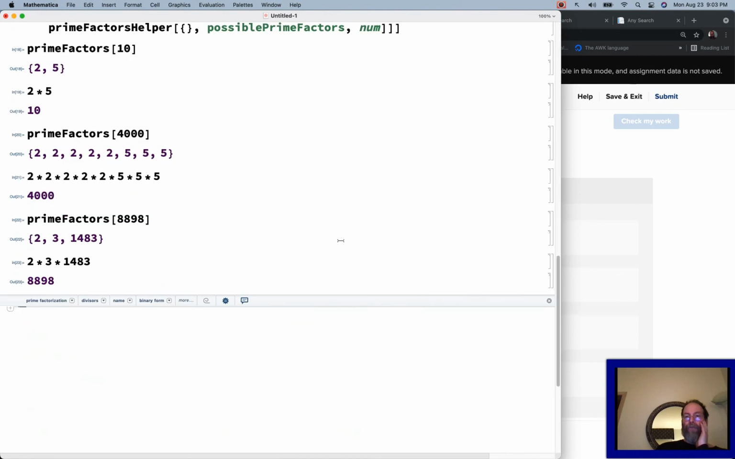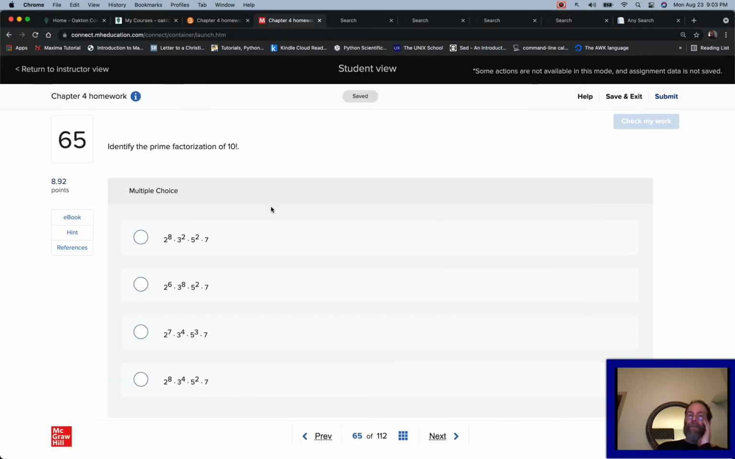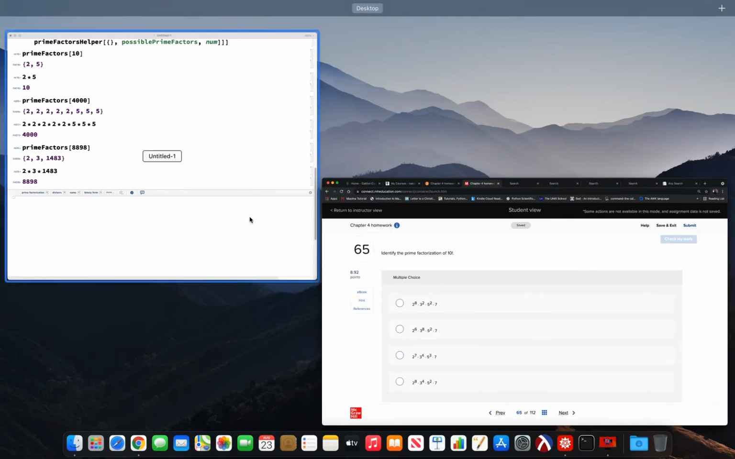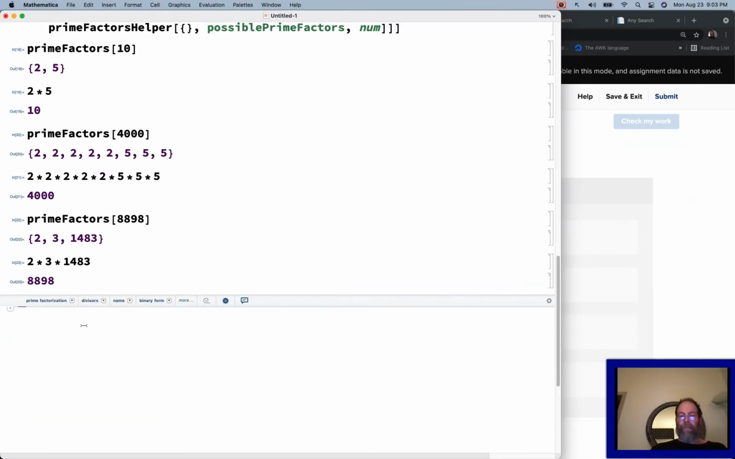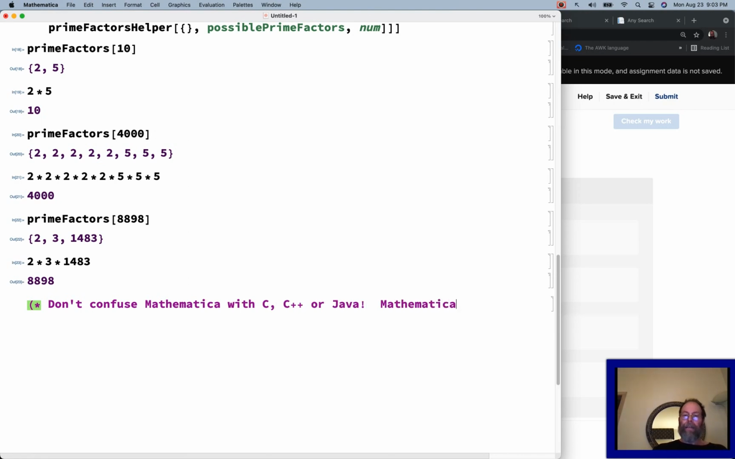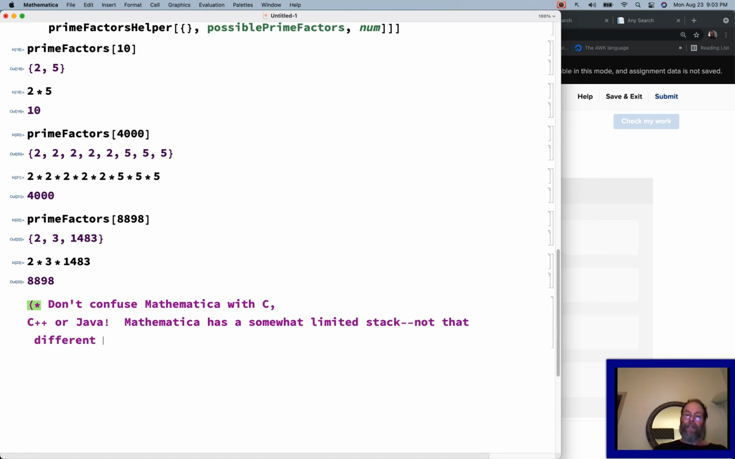So we can try it on this problem. However, I predict we may have an issue, and you're going to see what it is. All right. So don't confuse Mathematica with C, C++, or Java. Mathematica has a somewhat limited stack, not that different from Python, actually.